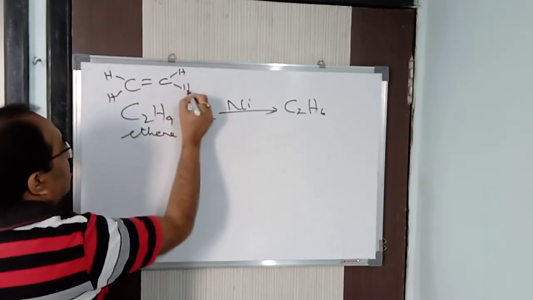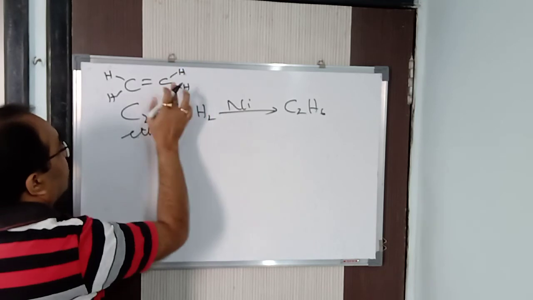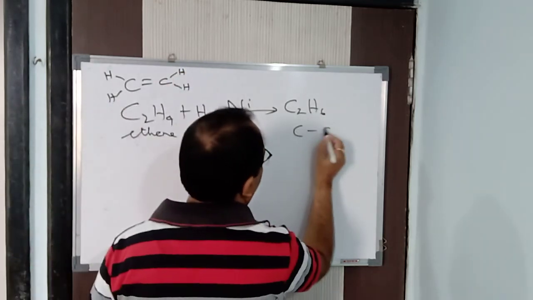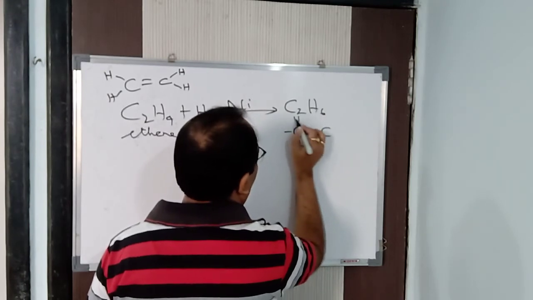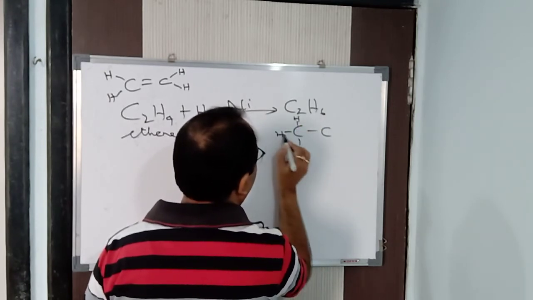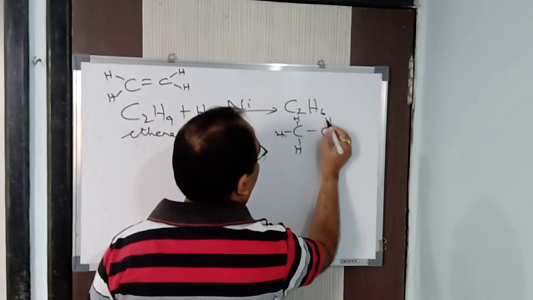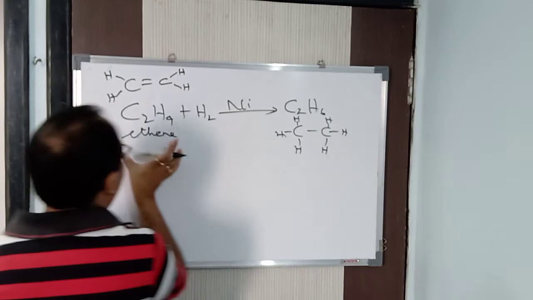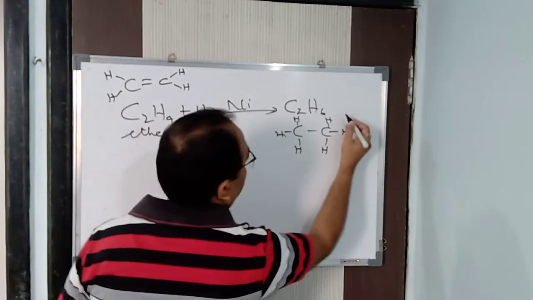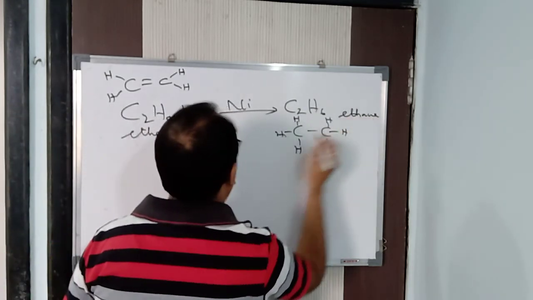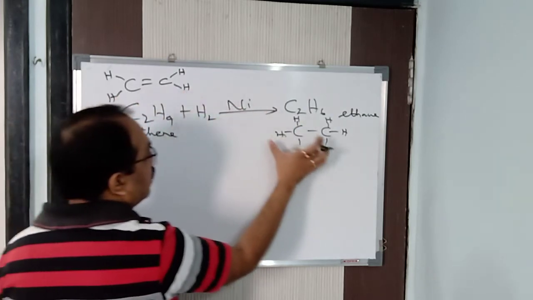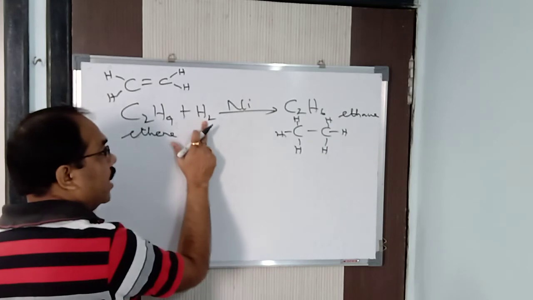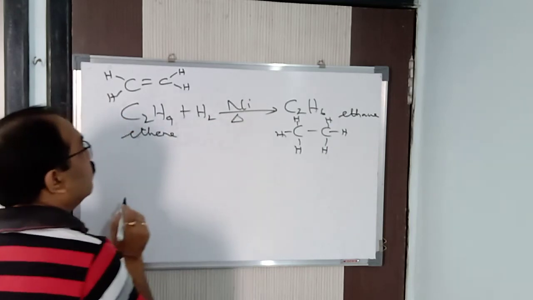This is the structure. It has a carbon-carbon double bond. You know it, of course. It is ethene. Now, this is your ethane, which has a carbon-carbon single bond. Of course, you know it. This is ethane. So, from alkene, we get ethane. From alkenes, it gets converted into alkane. From double bond, it gets converted into single bond by the addition of hydrogen in the presence of nickel as a catalyst and heated.